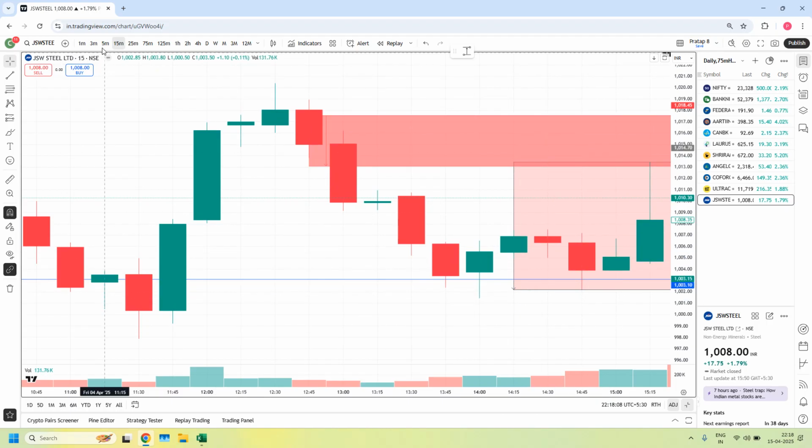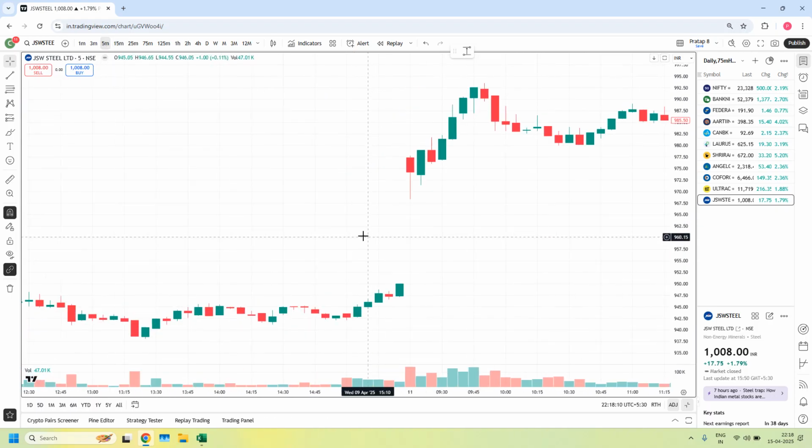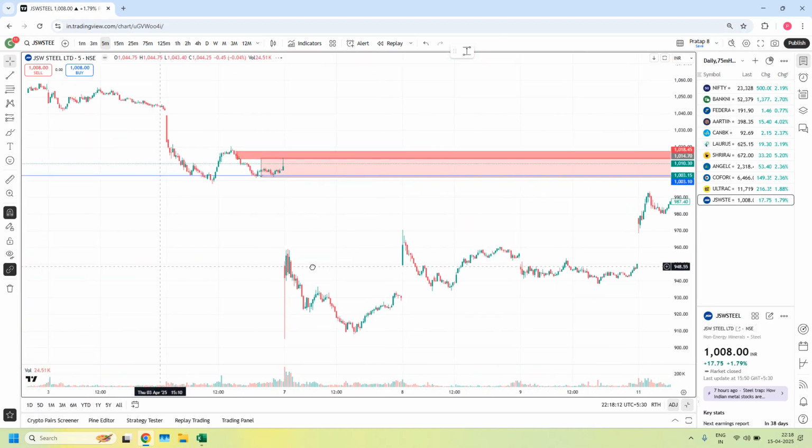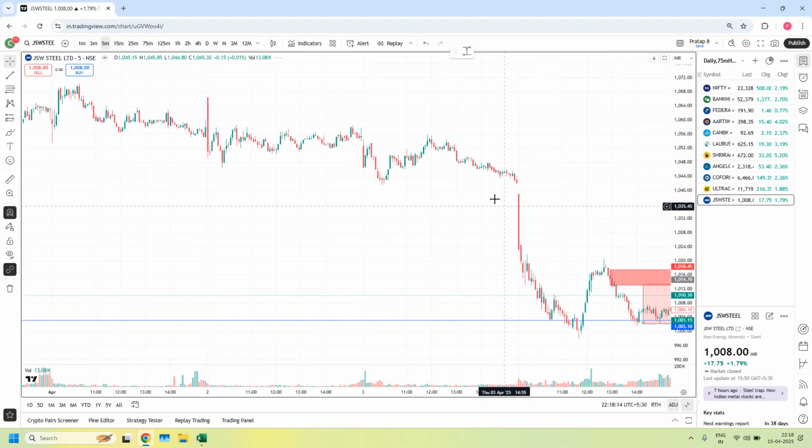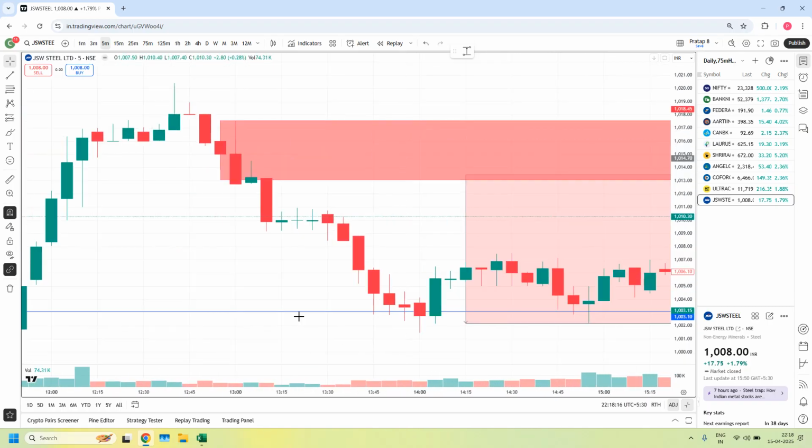Okay, that's why I went to the 5 minutes time frame. In the 5 minutes time frame, now you see, you have a drop base drop and also you have a drop base drop. LOTL zones are there. Drop base drop and drop base drop. Both the zones.